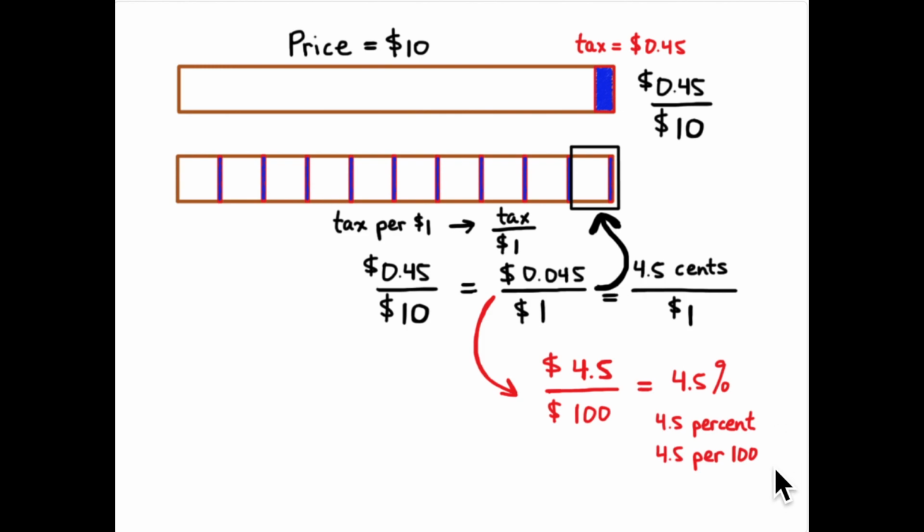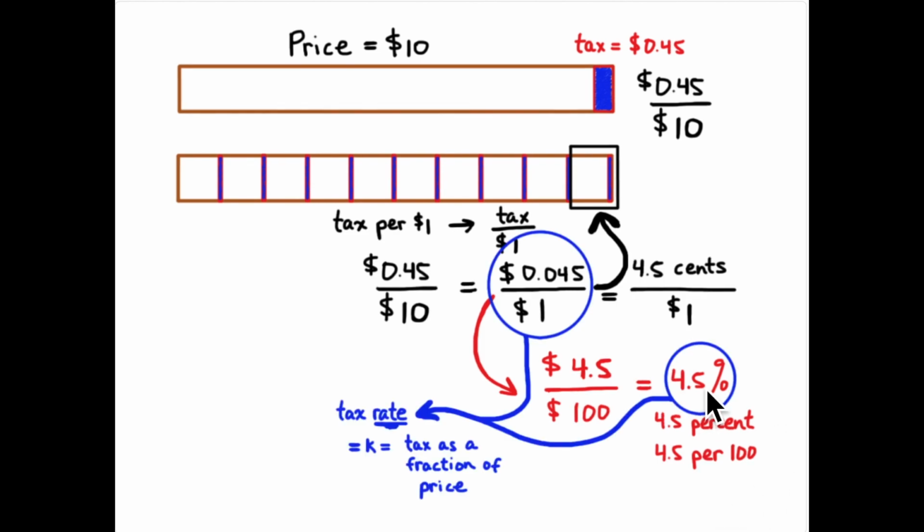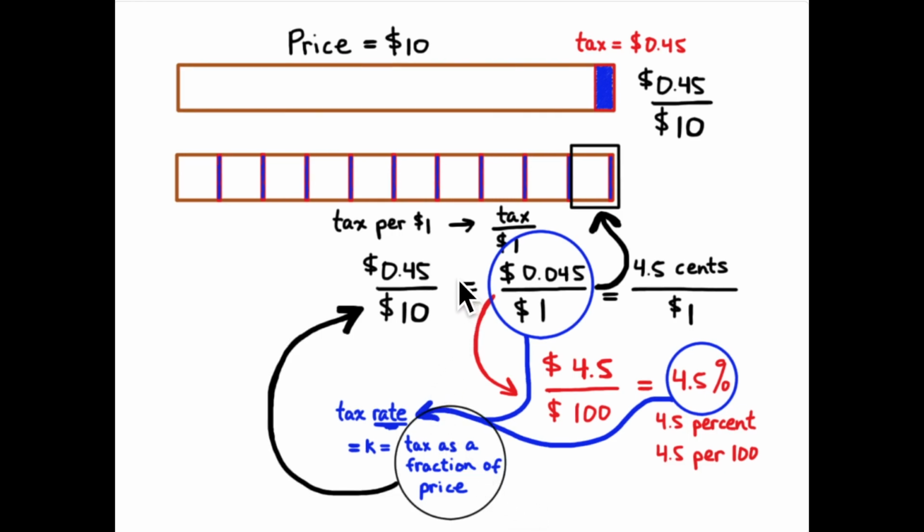4.5%. 4.5 per 100. So these are the rates right here. 45 thousandths of a dollar for every dollar. 4.5%. It's the same thing. It's the tax rate. That's k. Tax as a fraction of the price. So this is a fraction of the price right here. It's 45 cents for $10. So tax as a fraction of the price. So this diagram has a lot going on.